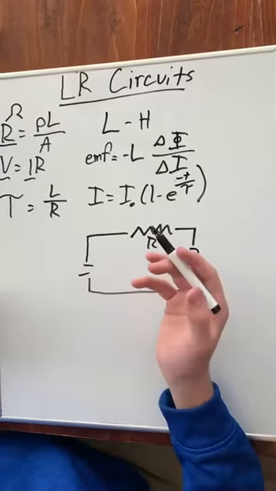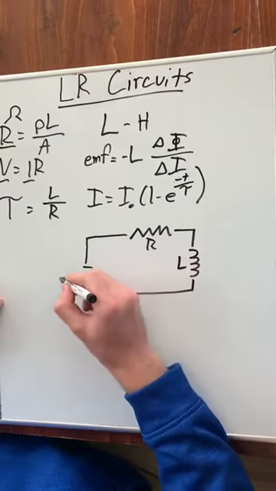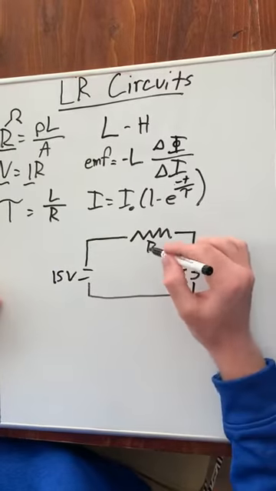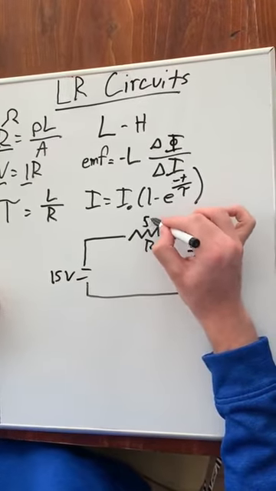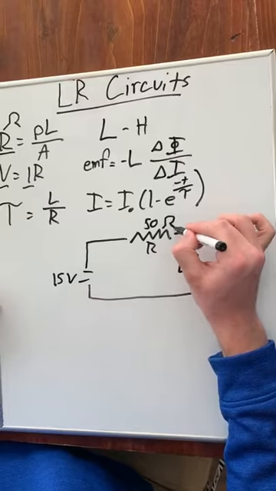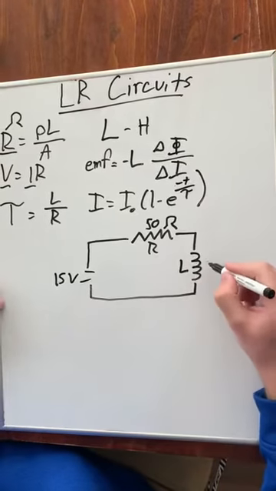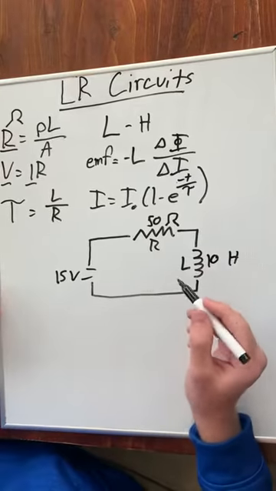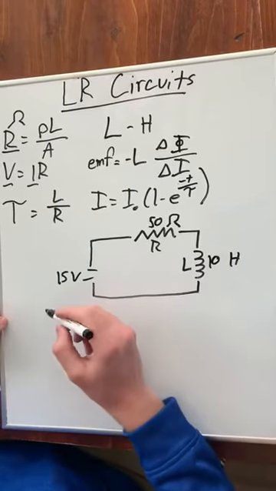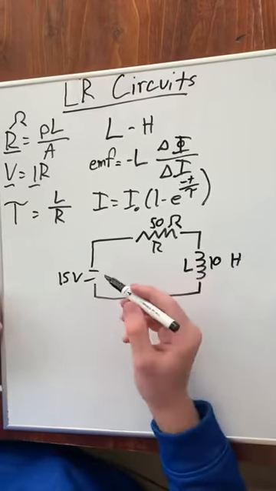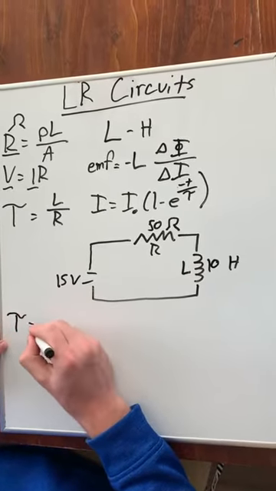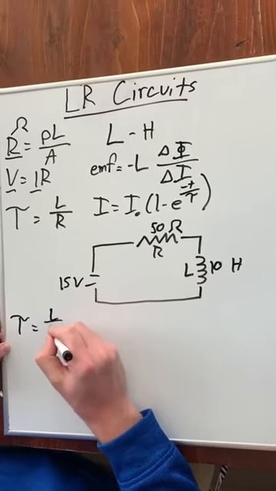So we're going to do an example here. We're going to say that the voltage of the battery is 15 volts, our resistor is 50 ohms, and our inductor is 10 henries. So for this, we're going to solve for three things. First, we're going to solve for our tau. If we remember, it's a very simple equation: L over R.